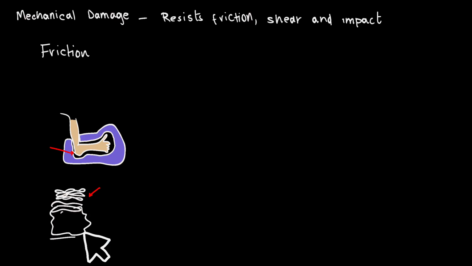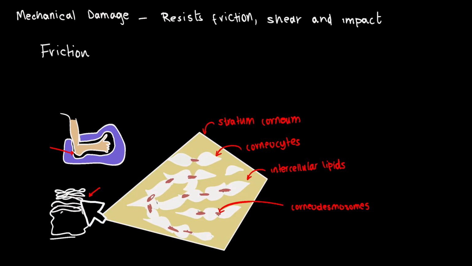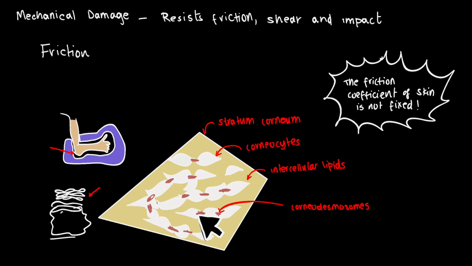Friction is a surface phenomenon. It is a repetitive shear at the interface between skin and an external object. The stratum corneum is what actually contacts the world, and its resistance comes from its composite structure. This consists of corneocytes, intercellular lipids, and corneodesmosomes, as mentioned earlier. The friction coefficient of skin is not fixed. It depends directly on how intact this layer is.